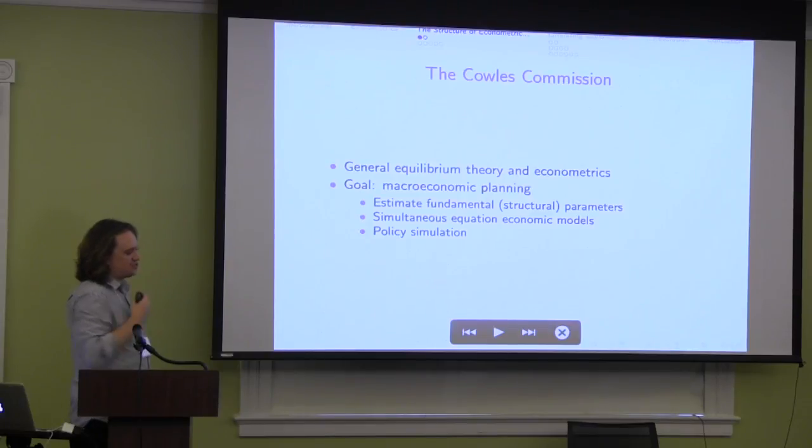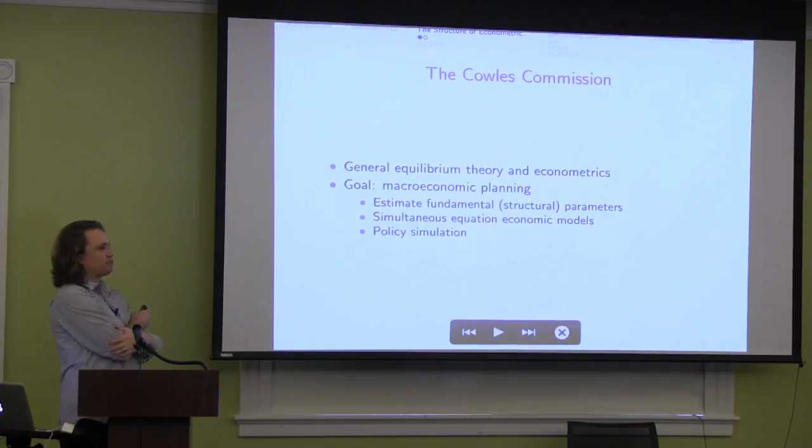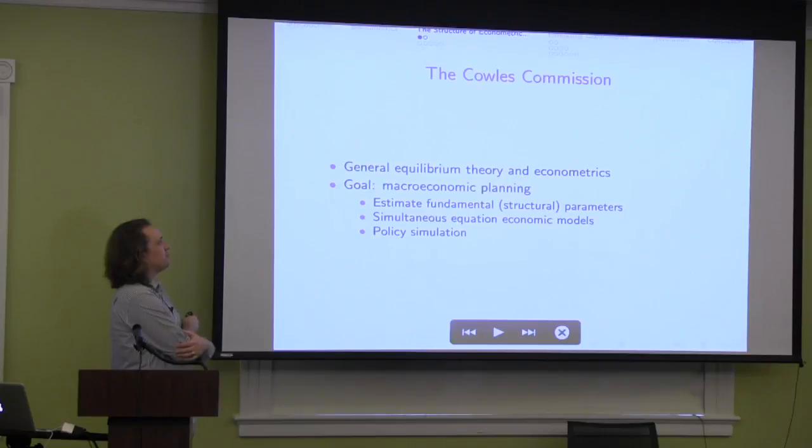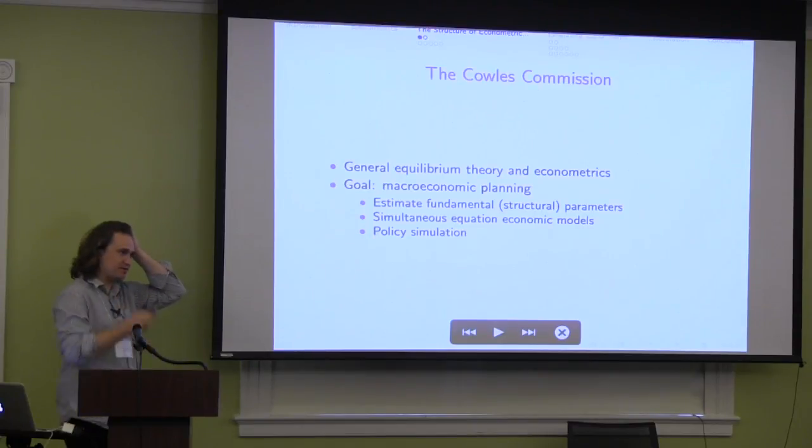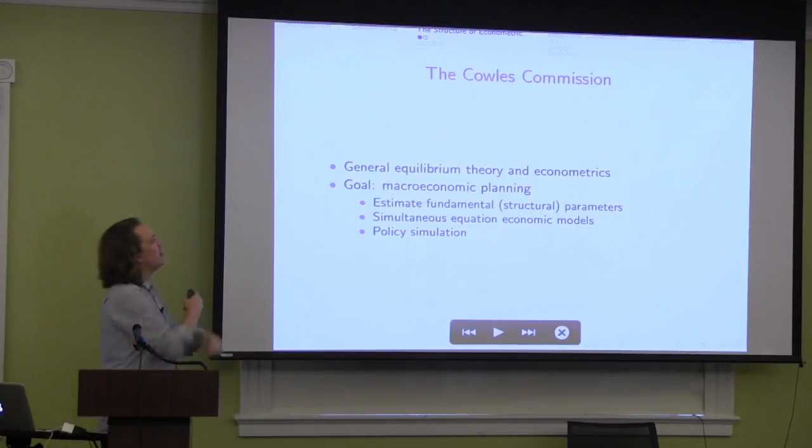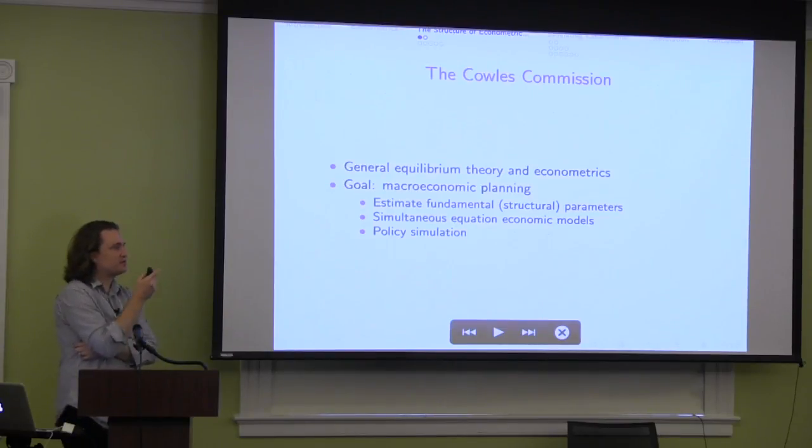So I want to situate the transition first in the Cowles econometric program. I'm sure many of the people in the room are familiar with Cowles. But Cowles made contributions in primarily two areas. This was a research organization originally in Colorado Springs and later at Chicago, and now it's at Yale. And those two areas were general equilibrium theory and econometrics.